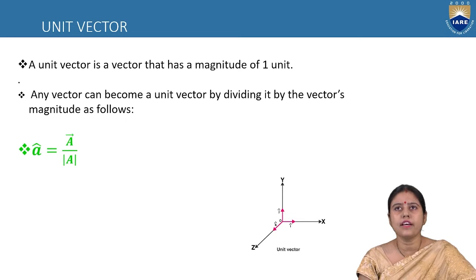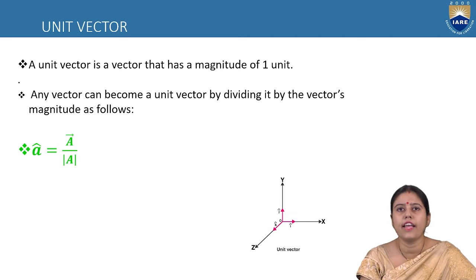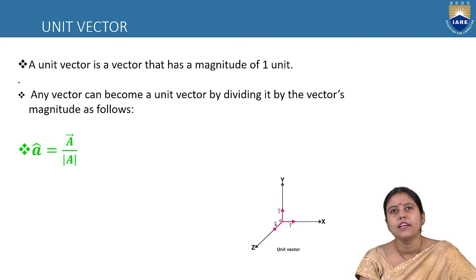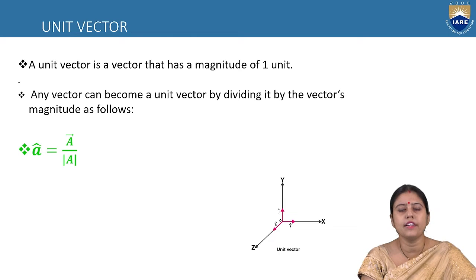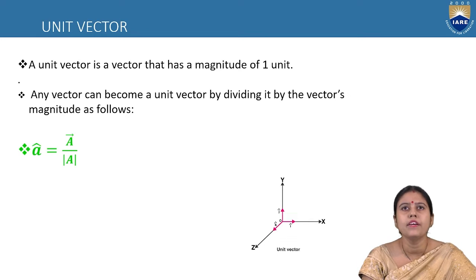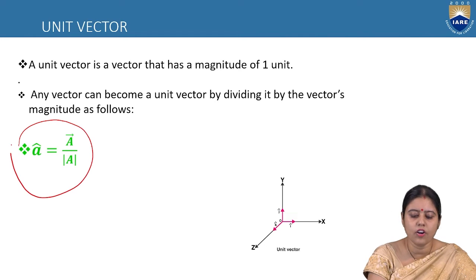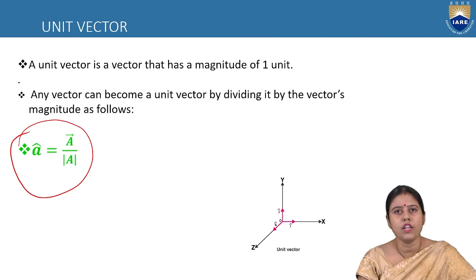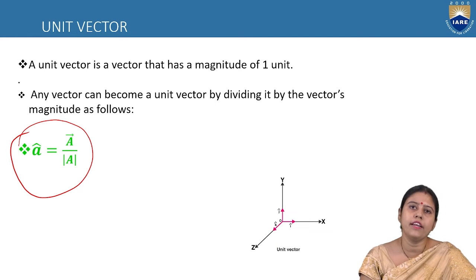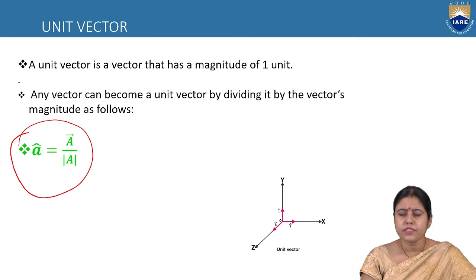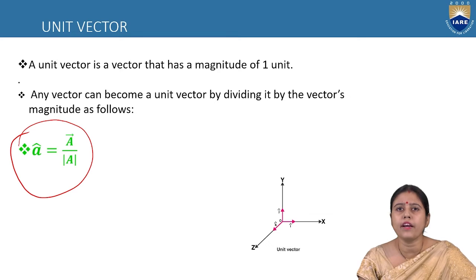Next important is the unit vector. Let's recap. What is a unit vector? A unit vector is a vector whose magnitude is 1 but it has a certain direction. And how to calculate the unit vector? We write it with a small letter with a cap on it: a hat equals vector A divided by mod of A.